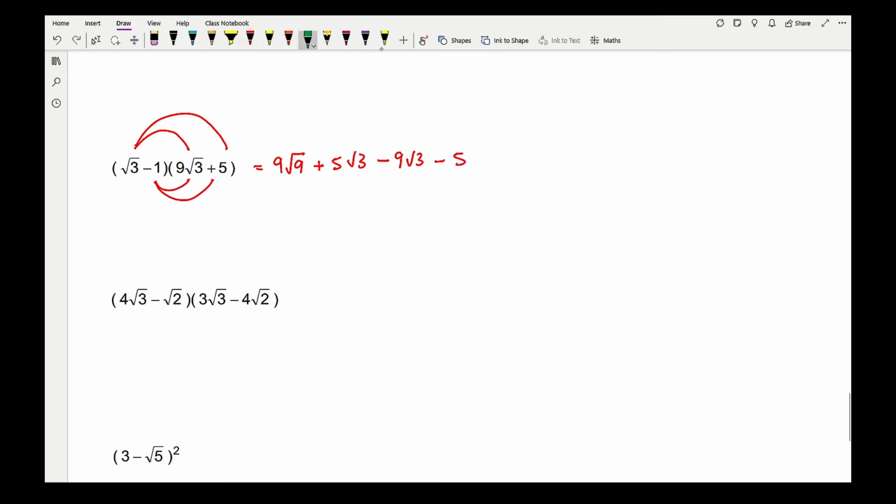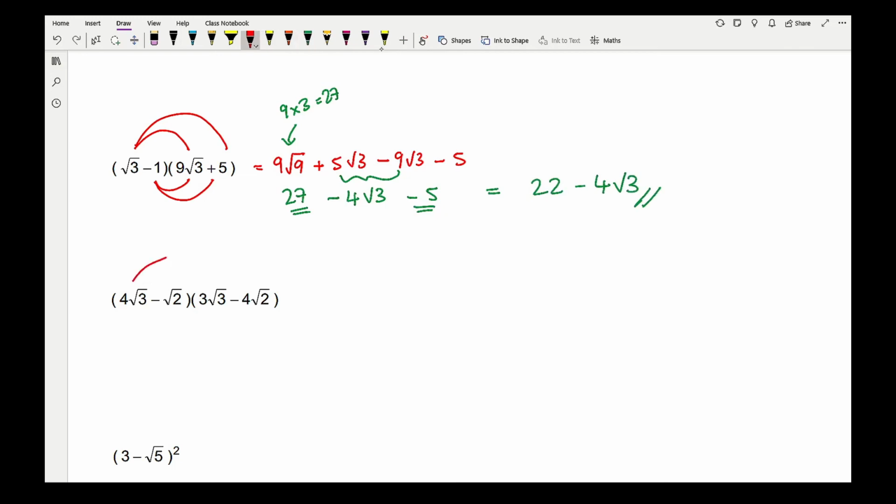So from this, I could then simplify this as 9 times 3, which is 27. So that's going to be 27. And then 5 root 3 take away 9 root 3 is minus 4 root 3, minus 5. Now from this, I can join these two things together, giving me a final answer of 22 minus 4 root 3. And then moving on to the penultimate question.